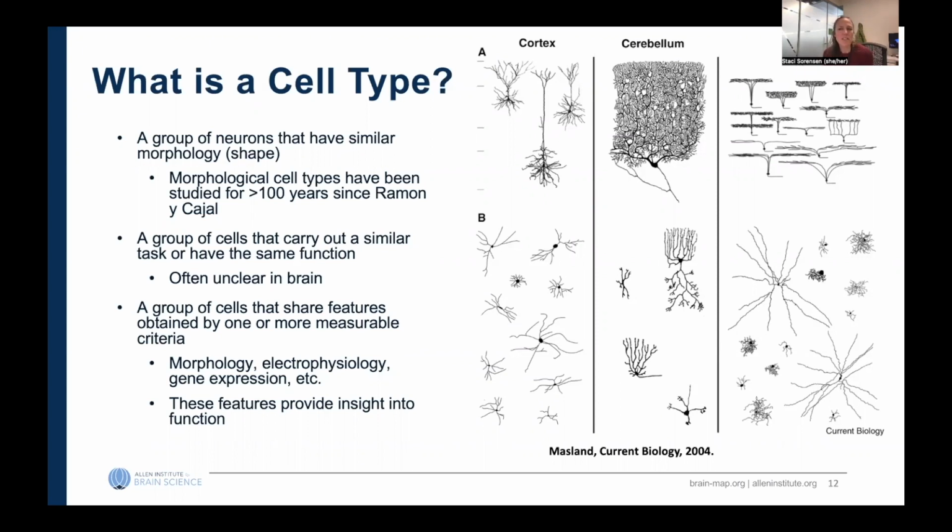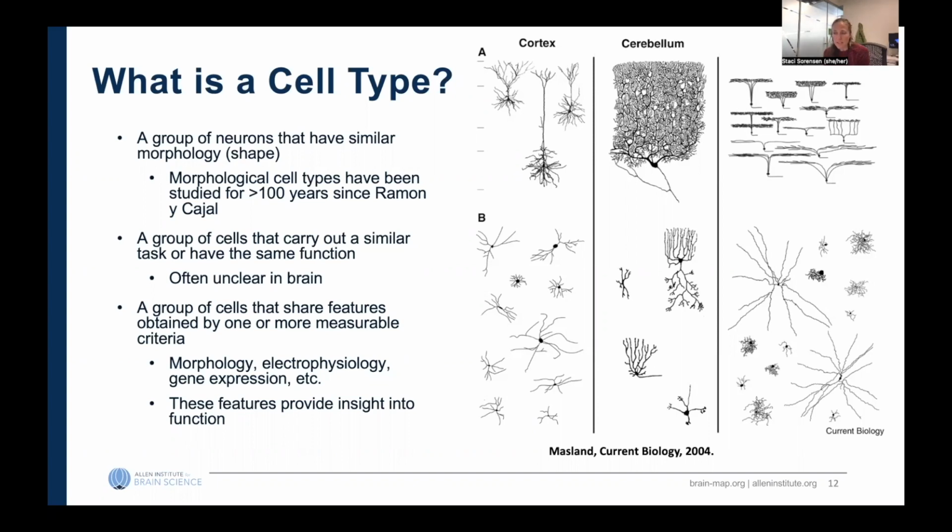Scientists have been interested in cell types for a very long time. As Claire mentioned, cells with different morphologies are frequently grouped into different cell types or classes. But what we really want to understand about cell types is their function, but that's often difficult to determine in the brain, particularly for complex structures like the cortex.